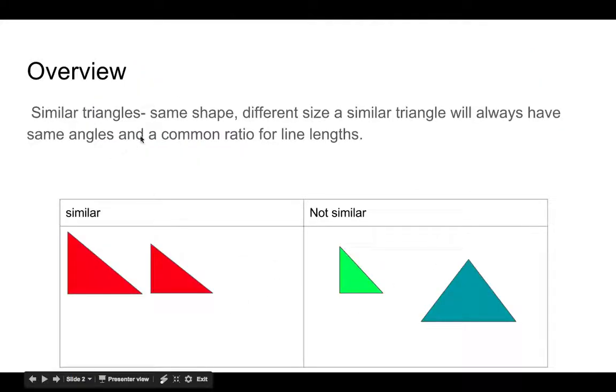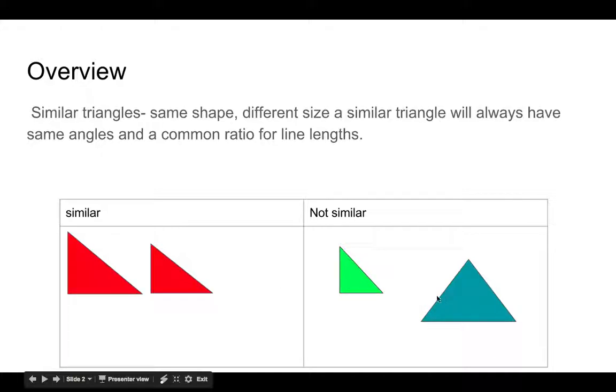Overview. Similar triangles just means that they're the same shape. A different size triangle, if it's a similar triangle, always has the same angles and a common ratio for line lengths. So if we look here, we have two right triangles. And these two right triangles will have all the same angles and their lengths will be proportional to each other.